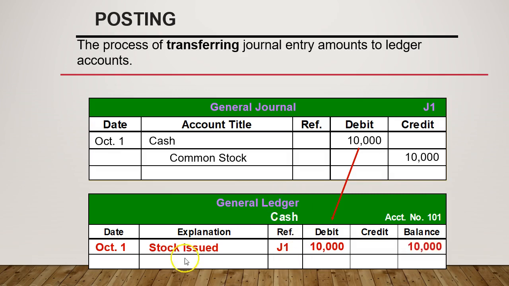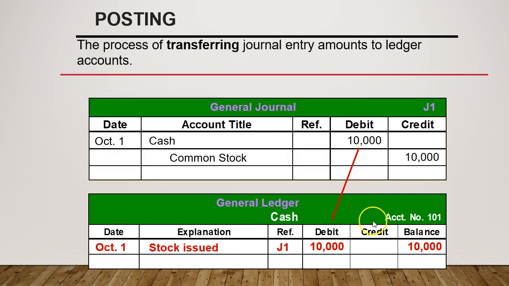After you post each transaction, determine what is going to be the new running balance for the account. As of right now, there's a balance of $10,000 shown in our cash ledger account. As we post each transaction, we're going to keep a running balance for not only our cash account, but for common stock and all of our other ledger accounts as well.